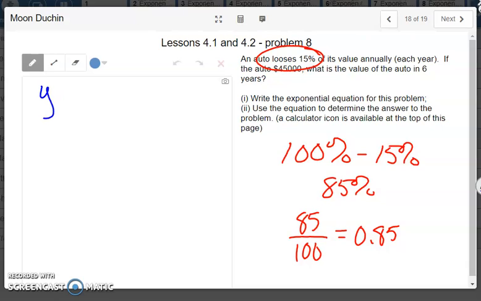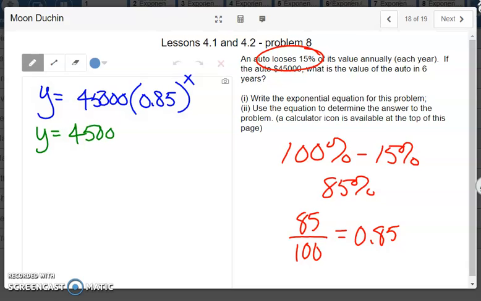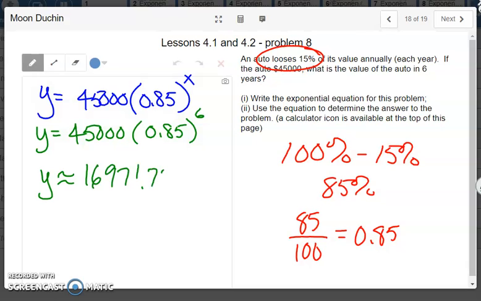So the equation is y is equal to our starting value of $45,000 times our b value, which is 0.85, to the exponent of x. Try and figure out how much the car is worth in 6 years. So that means x will become 6 in this problem. And I'm trying to figure out about how much this car is worth. So 45,000 times 0.85 raised to the 6th power. So the car is worth about $16,971 and about 73 cents.